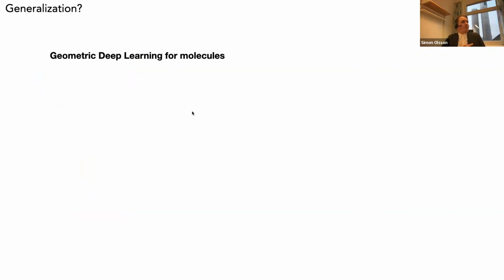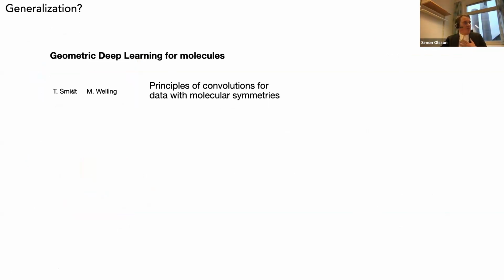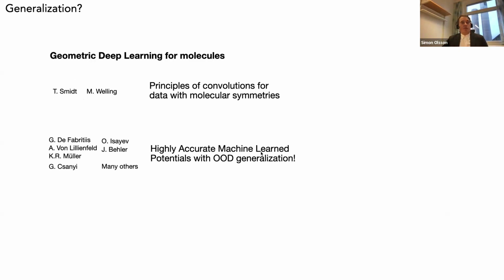So what can we do about generalization? Here, geometric deep learning has been an important player, and one can use the ideas that were introduced, for instance, by Tess Smidt and Max Welling, where we define principles for defining convolutions that make use of the molecular symmetries. This has been very helpful in the field of machine learning potentials. And here we also have some locals in the audience that have been very instrumental in making this happen.